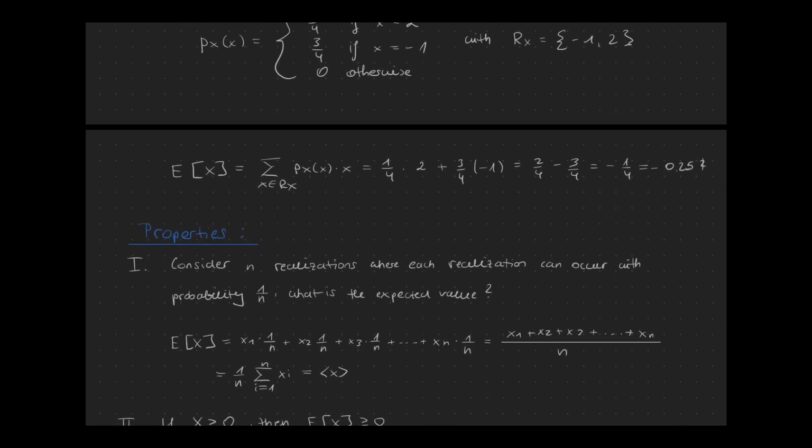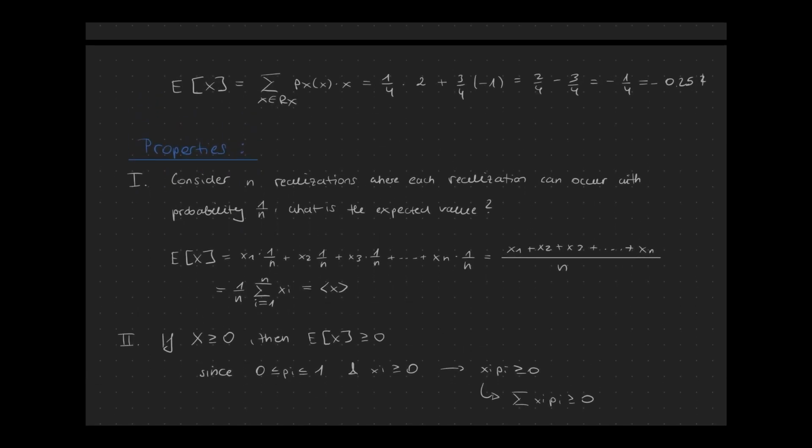The first property is this one. Consider n realizations where each realization can occur with probability 1/n. Then the expectation value is given by this expression, which we can rewrite to the following form. And this gives us the arithmetic mean. Essentially, the arithmetic mean is a special case of the expectation value with equal weighting of the realizations.